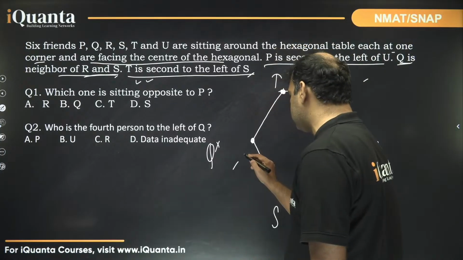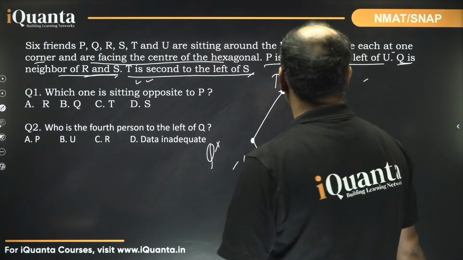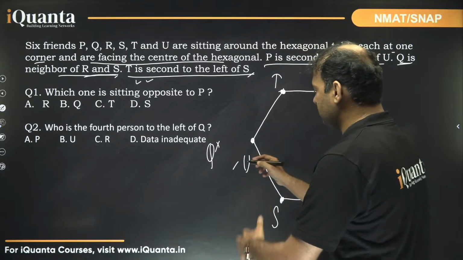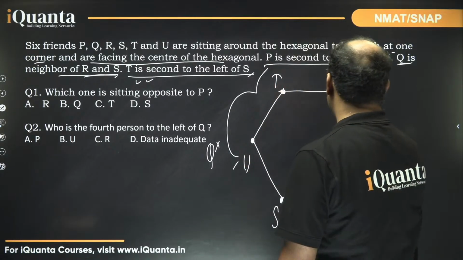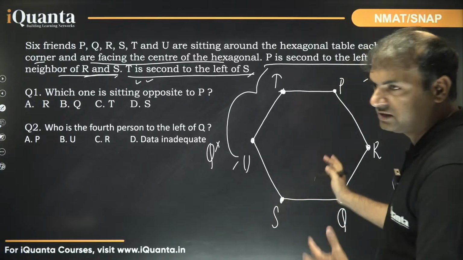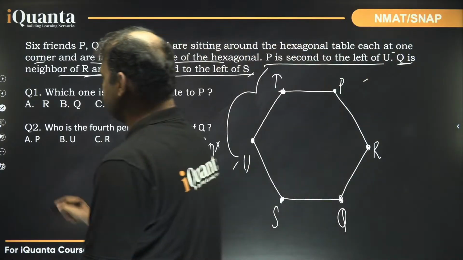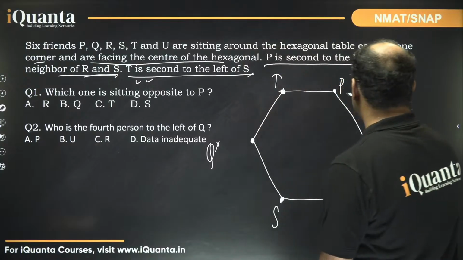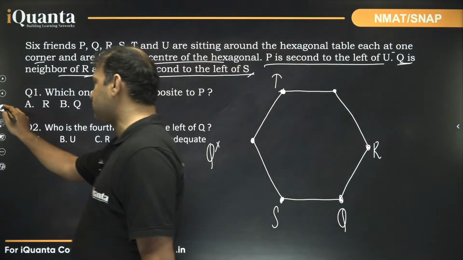Let's say U is here. If U is here, then second left of U is P, right? U is facing the center, so the left of U is here, and P can be here because this place is empty, right guys? This place is empty, so P can be here. Let me draw the second possibility as well.